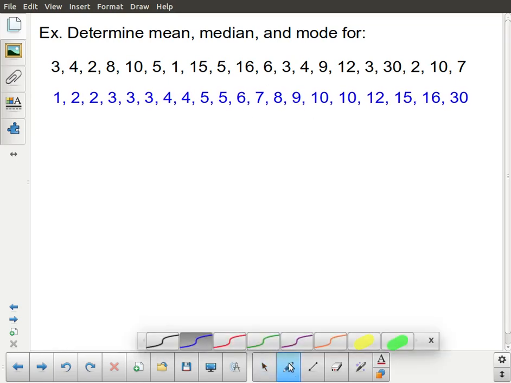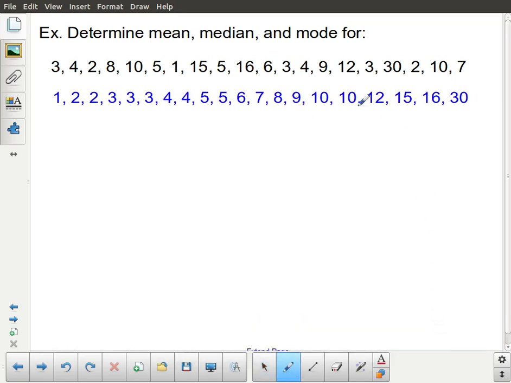I've sorted the data already. And sometimes you'll just be given a question where the data is already sorted. So if you're given the raw data in an unsorted form, you have two options. You could sort it by hand.